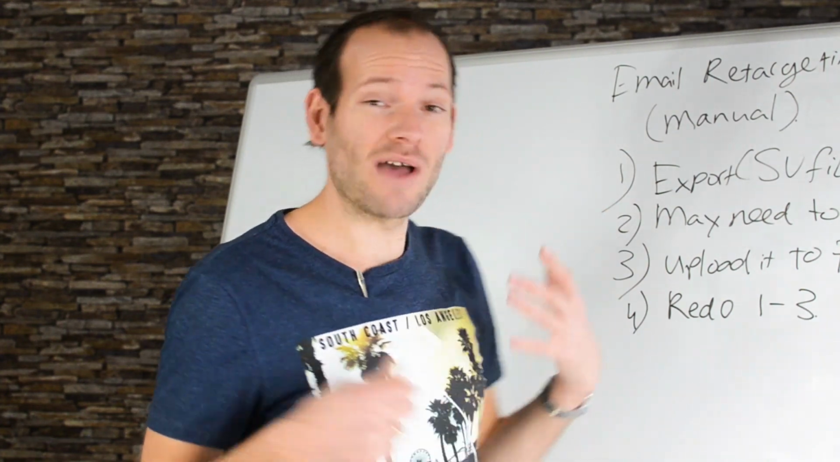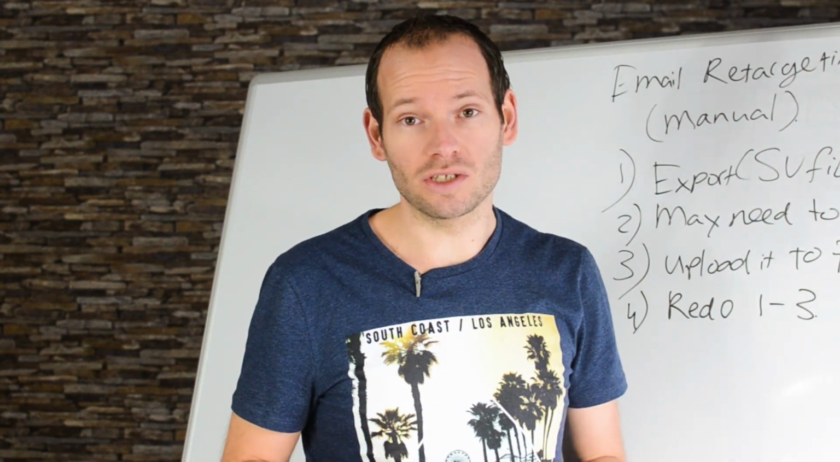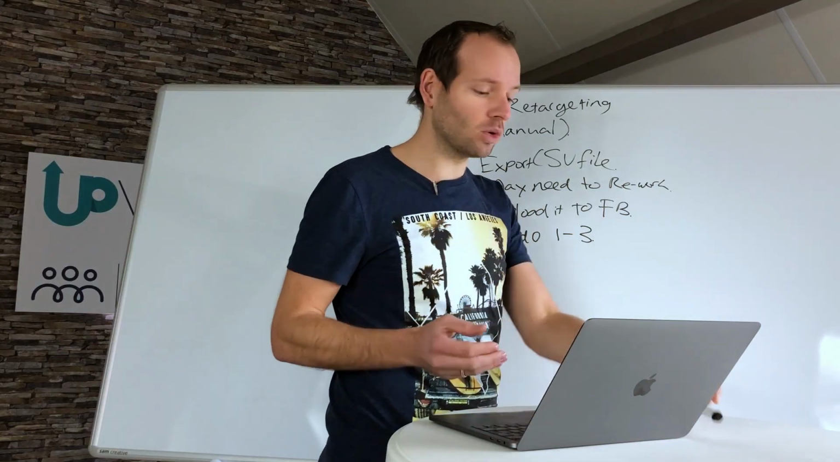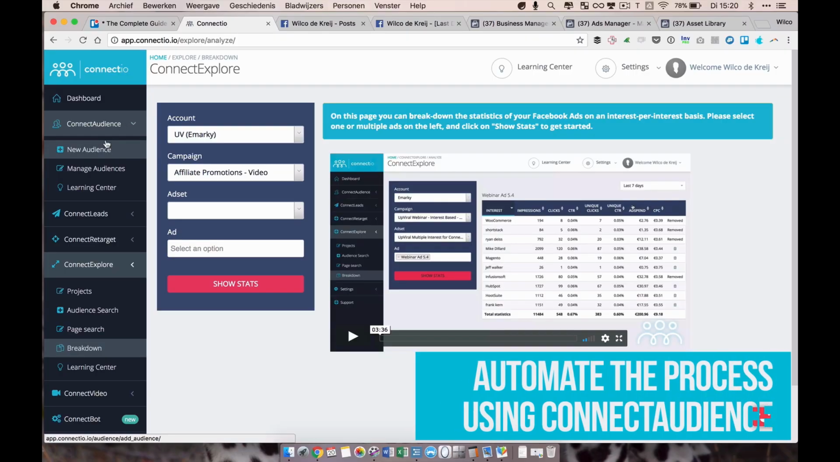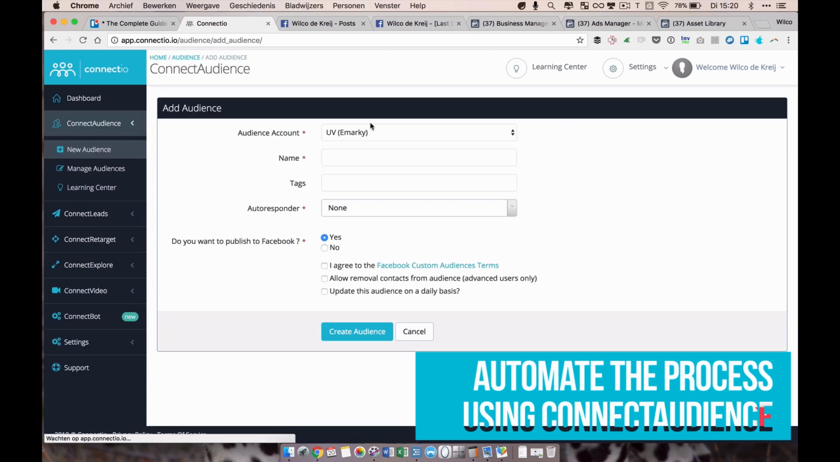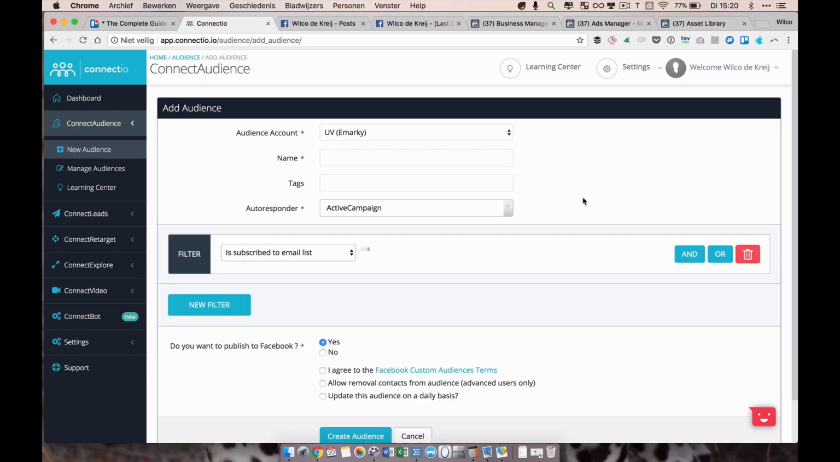From that point on, you have a custom audience inside your Facebook ads account that you can use to target your ads to. Now, also to show you the non-manual way, what I would recommend is using a tool called Connect Audience. Let me open it up right here. What you would do is connect your email autoresponder. Let's say I select my ActiveCampaign account. And I could literally say, everyone who is subscribed to a certain email list, or for example, someone who has opened a certain email, as I just mentioned.